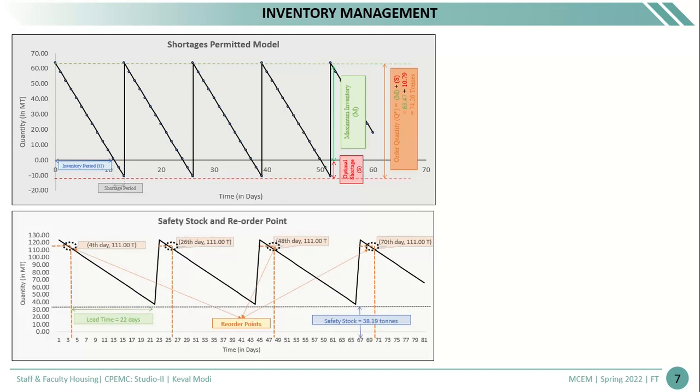Then comes the safety stock and reorder point. Basically, the reorder point is calculated for 80 days, from 1st March to 19th May. The total lead time is 22 days, which is denoted with the green color, and a total of 4 reorder points are there on the 4th day, 26th day, 48th day, and 70th day. The total safety stock is 38.19 metric ton.